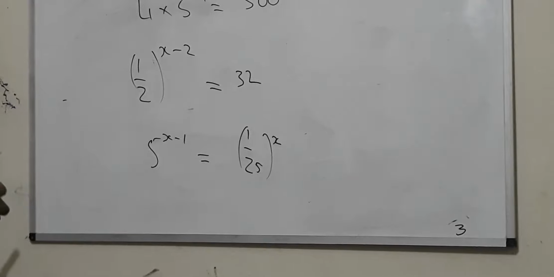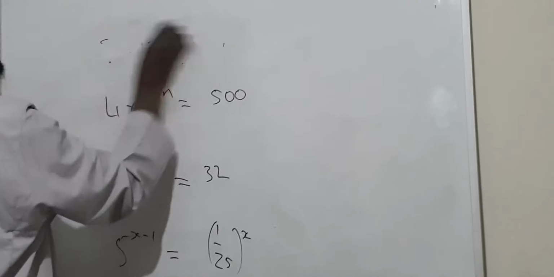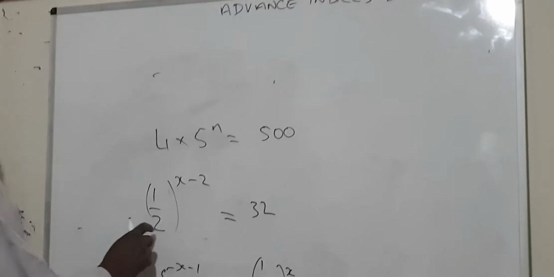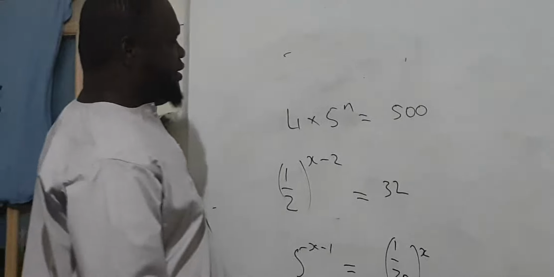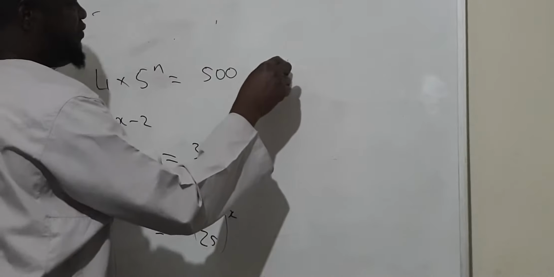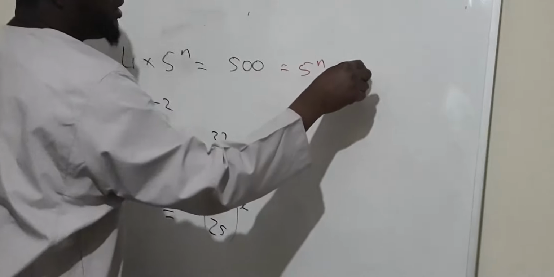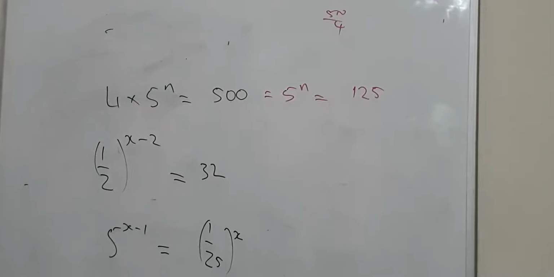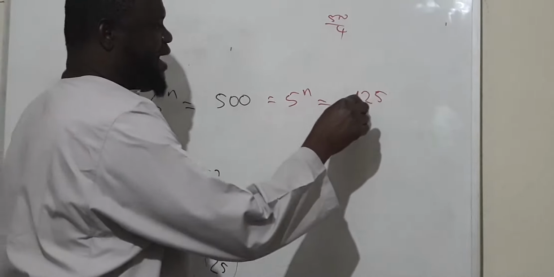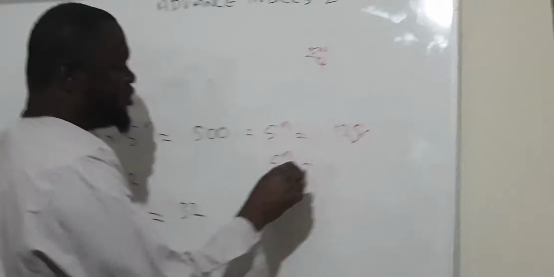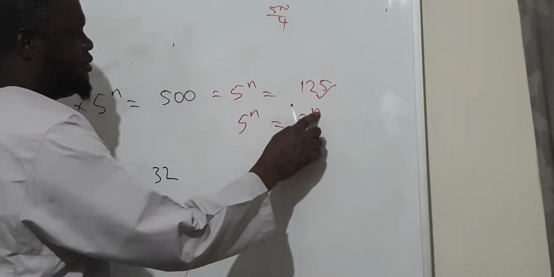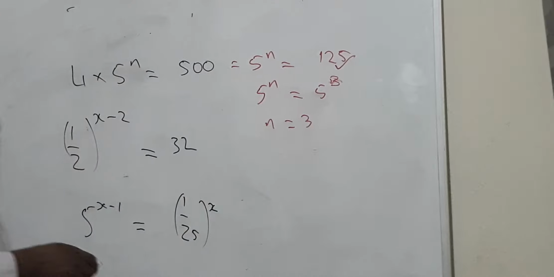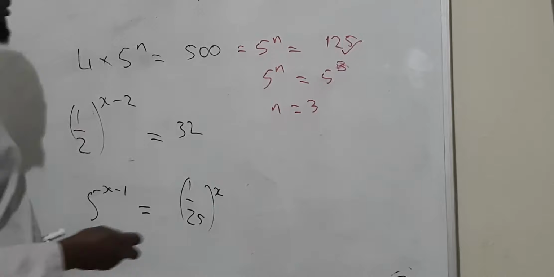Now look at number 2. How many of you get that right? Now, 4 is dividing, same thing. You divide both sides by 4. So we'll have 5 to the power n is equal to 125, that means 500 divided by 4 is 125. Since we have 5 as the base, that rings a bell, so we have to make this also 5 to the power 3. Therefore, n is equal to 3. You all got that one?